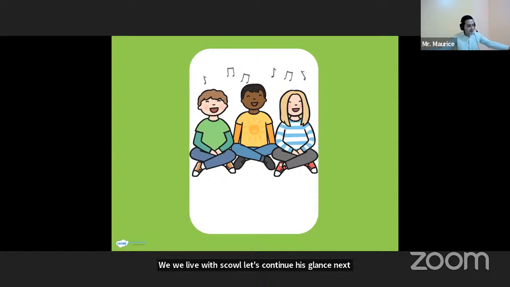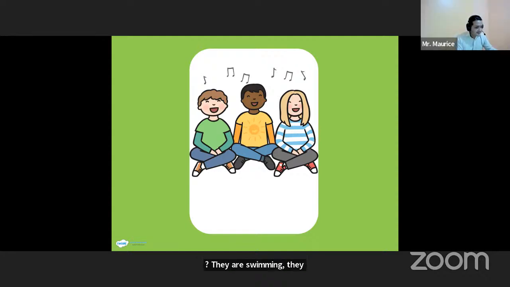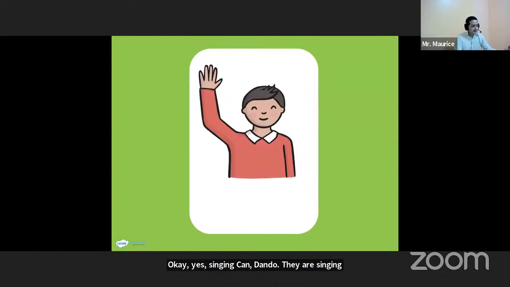What are they doing? They are swinging. They are singing. Okay, yes. Singing, cantando. They are singing. Excellent. Very good. This one.